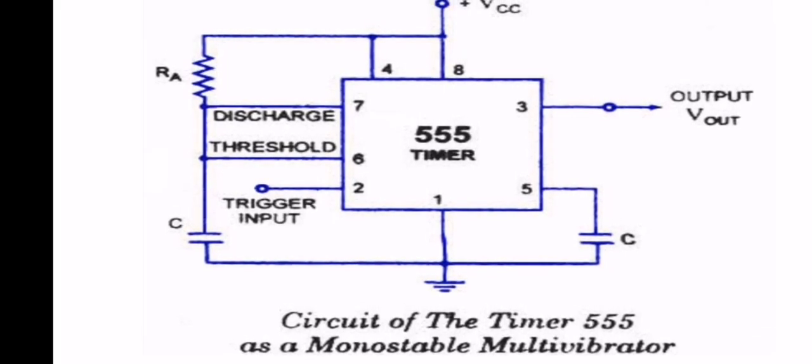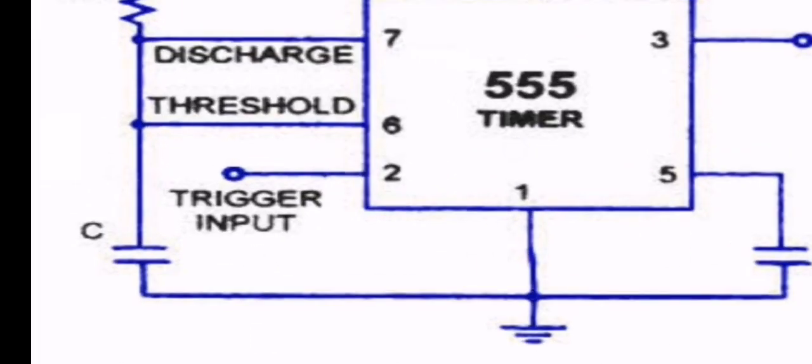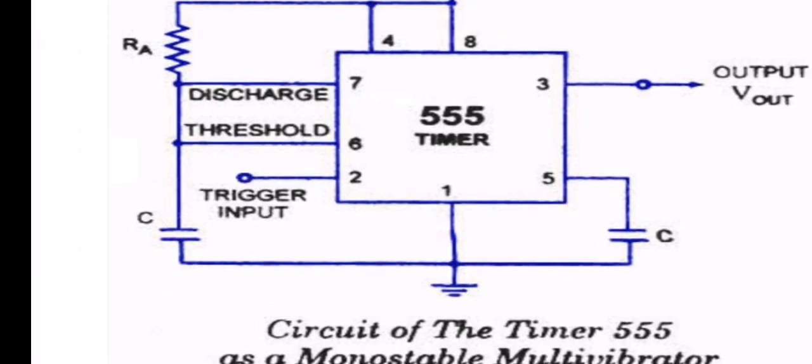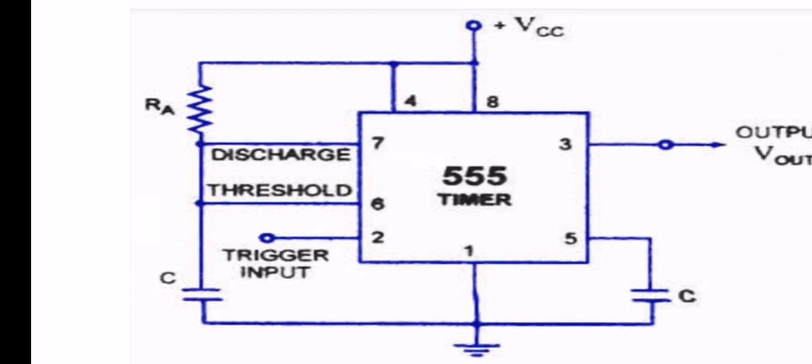When a negative pulse is applied to pin 2, the trigger input, and it falls below 1/3 VCC, the output of the comparator goes high, which resets the flip-flop, and consequently the transistor turns off and the output at pin 3 goes high. This is a transition of output from stable to unstable state, as you can see in the figure. However, as the discharge transistor is cut off, the capacitor C begins charging towards VCC through resistance RA, which is between pins 6 and 8, with a time constant equal to RA times C.